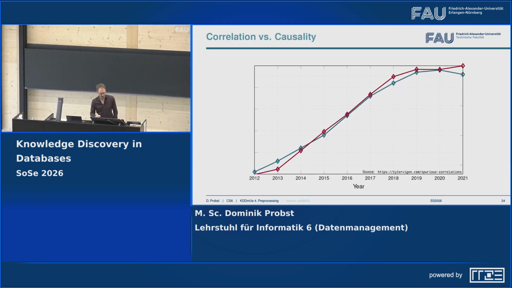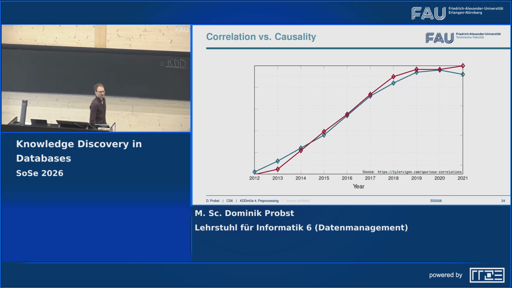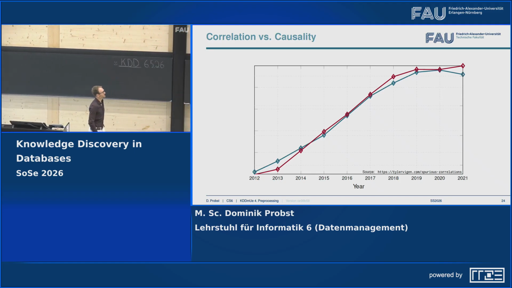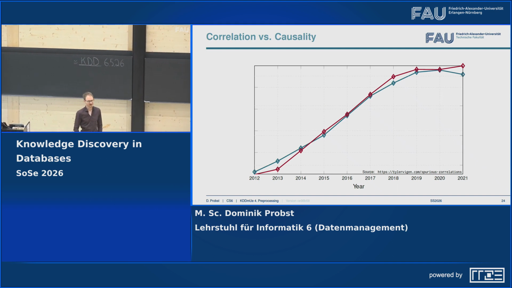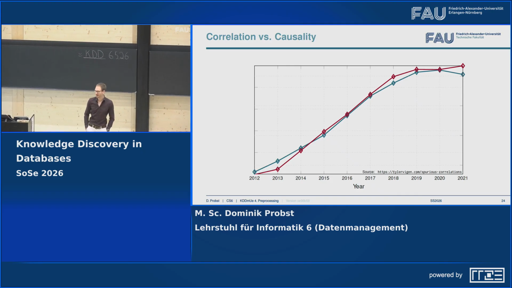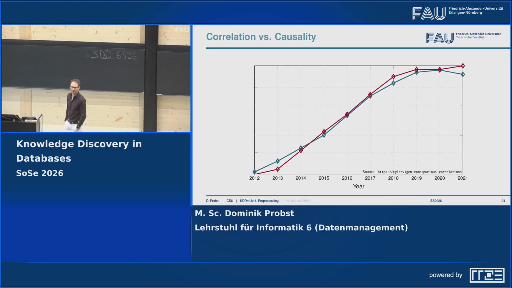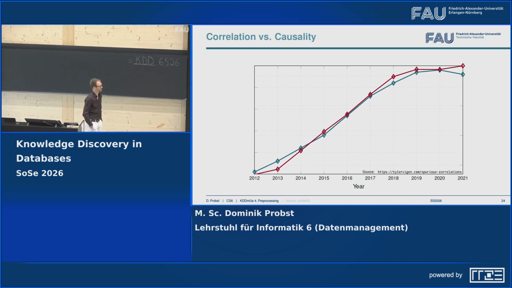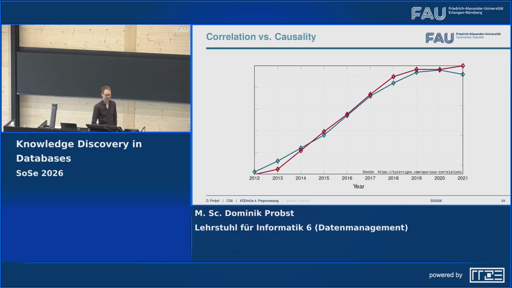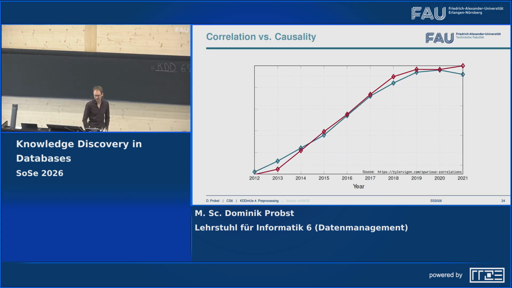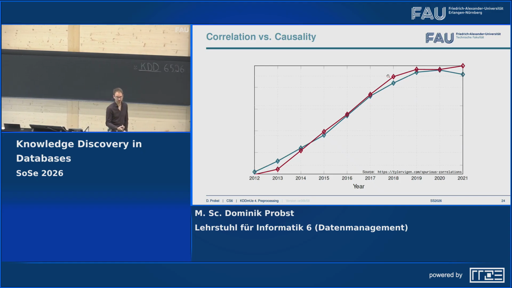Now, a very important thing is the difference between correlation and causation. You might already have heard about that a lot of times, but it's that important that I have to repeat it. Let's take a look at these two graphs. If you take a look at these two graphs, it's pretty obvious visually that these two, the blue and the red one, graphs seem to correlate with each other.